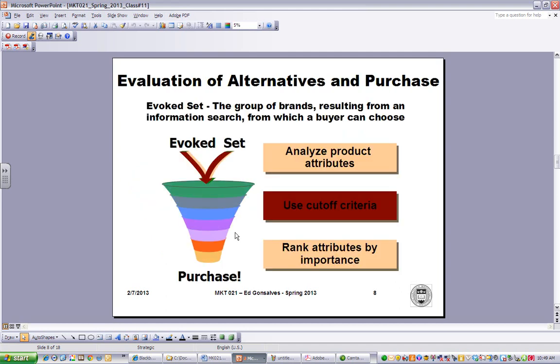Once you've gone and picked out the superset of the things that you're looking at that are of interest to you, and you've thrown out the ones that aren't options, that's called the evoked set. And there you really start looking at the product attributes, making a list, pros and cons, trying to rank them by attributes of importance. And then ultimately, after you've got that evoked set, which is the subset of the total when you started the information search process, then that goes into the funnel. You go through the filtering mechanisms, and then you have a purchase at the end of that.